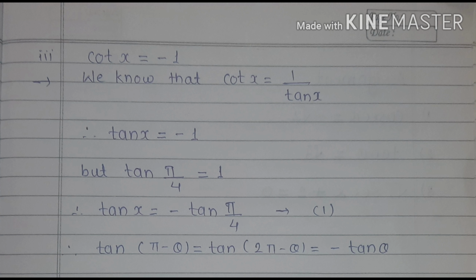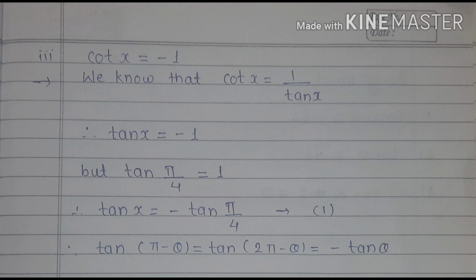Consider third example, cot x is equal to minus 1. Right hand side is negative. Now we will solve this example by first converting cot into tan. As cot x is equal to 1 upon tan x, we can take this example as tan x is equal to minus 1. Tan of pi by 4 is equal to 1. Therefore the equation will now be tan x is equal to minus tan pi by 4. In place of 1, we will write tan pi by 4. Call this equation 1.